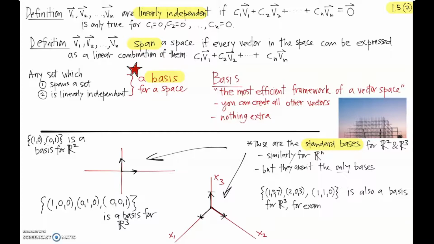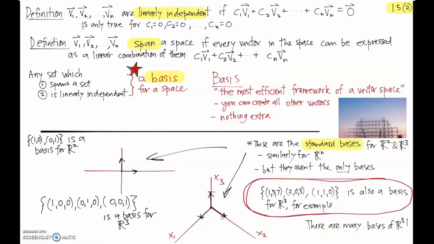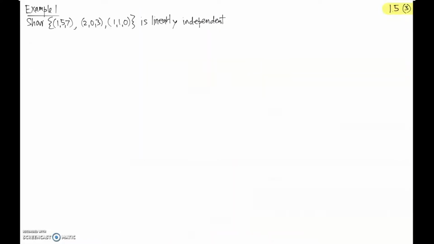So this is just a reminder that there are many bases of R3. We want to remember that. Okay, let's dive into this example though. I'm telling you that it's a basis, and so let's see if we can show that it's linearly independent. We want to show that this set of these three vectors is linearly independent.